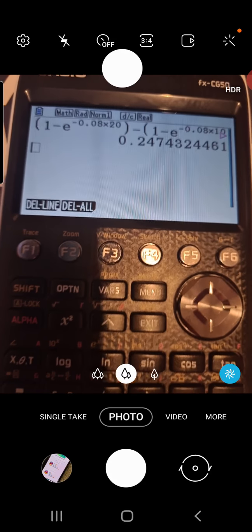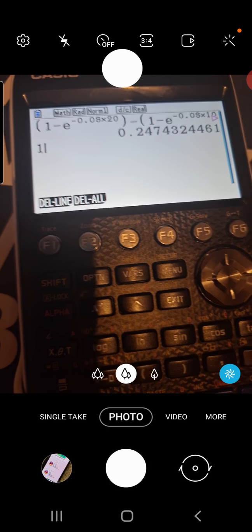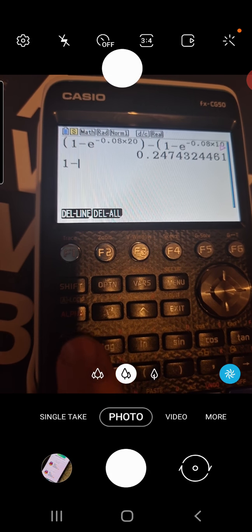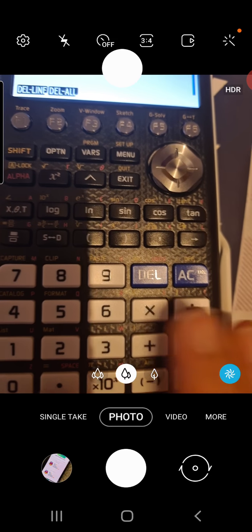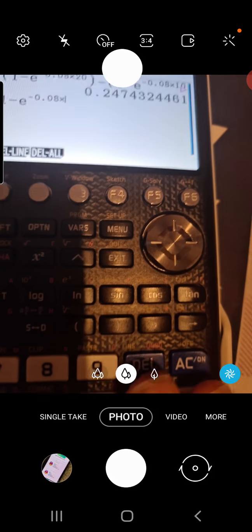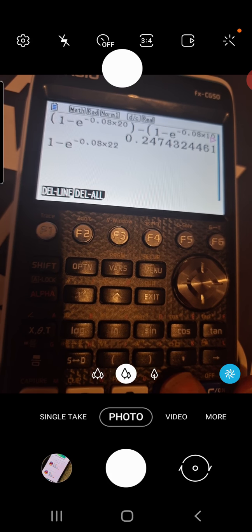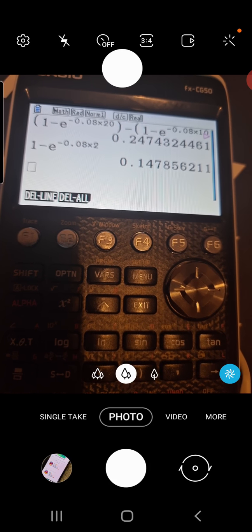So let's type that again. So 1 minus, so shift ln, so shift ln creates that e to the minus 0.08 times 2. 0.148 to 3 significant figures.